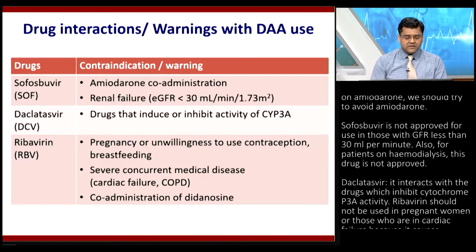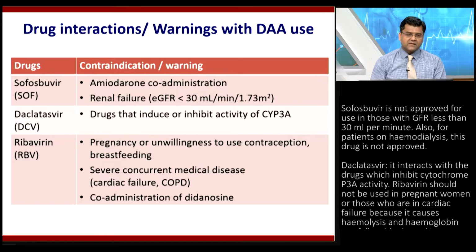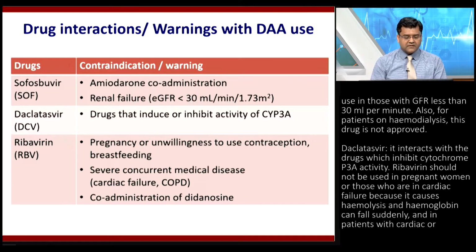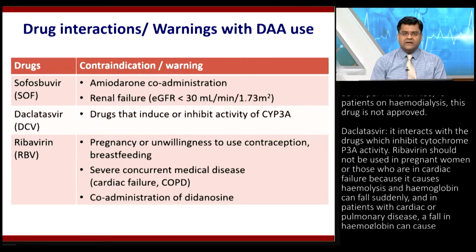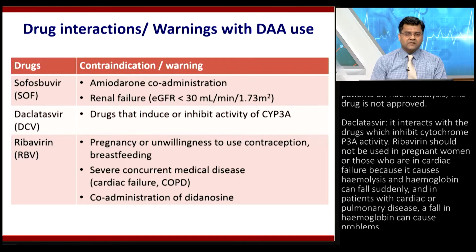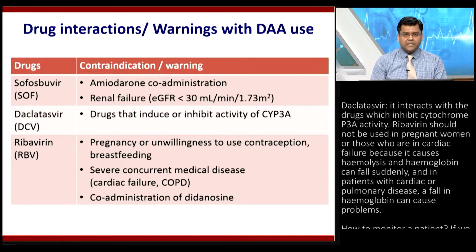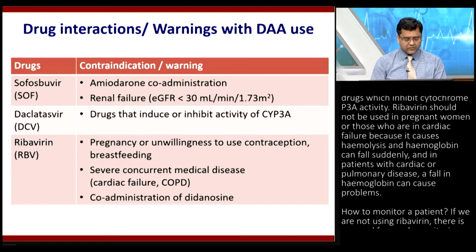Daclatasvir interacts with the drugs which inhibit the cytochrome P3A activity. Ribavirin should not be used in pregnant women or those in cardiac failure, because it causes hemolysis and hemoglobin can fall suddenly, and in a patient with cardiac disease or COPD, a fall in hemoglobin can cause problems.